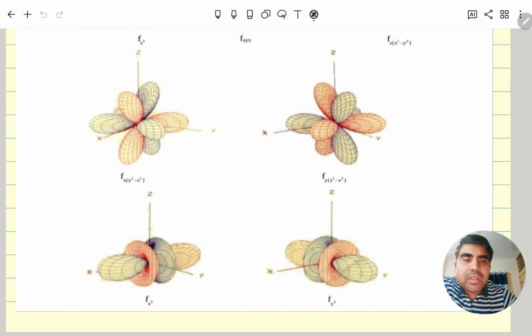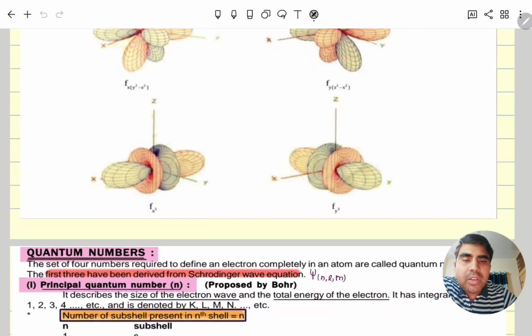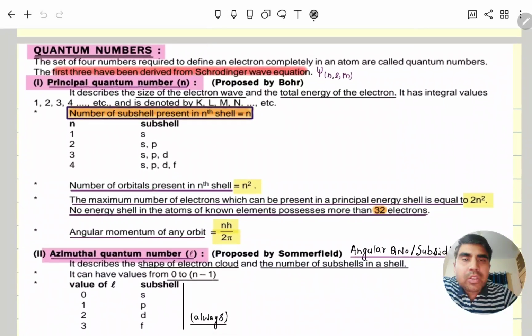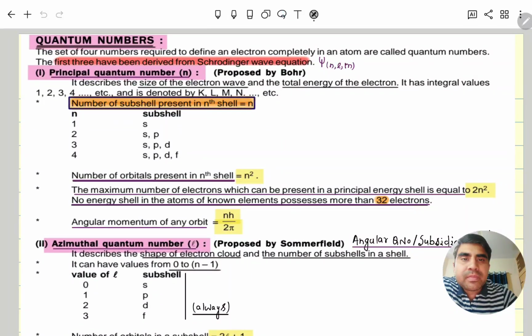So now moving further, we will study quantum numbers. Quantum numbers tell us the details about the electron, where it is present inside the atom. It is a set of 4 quantum numbers. Out of the 4, 3 quantum numbers are derived from the Schrödinger wave equation.